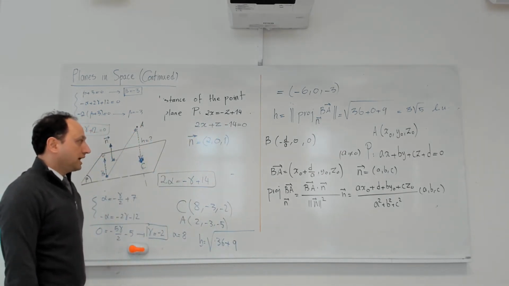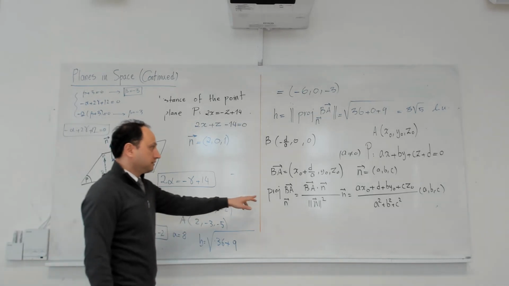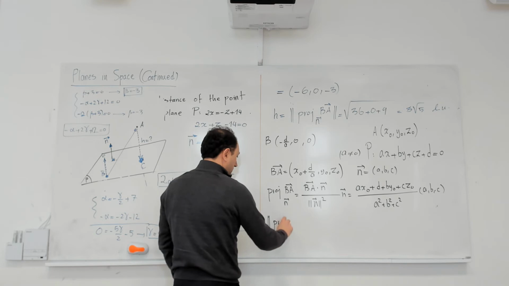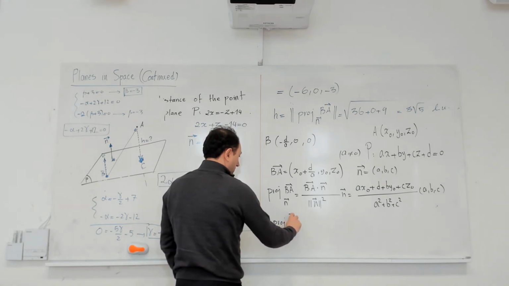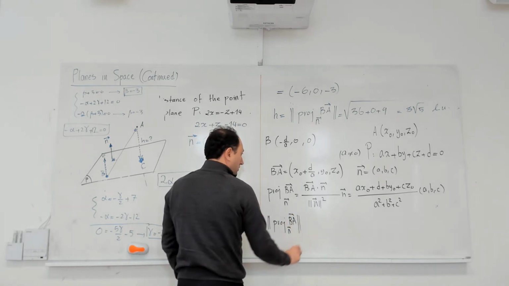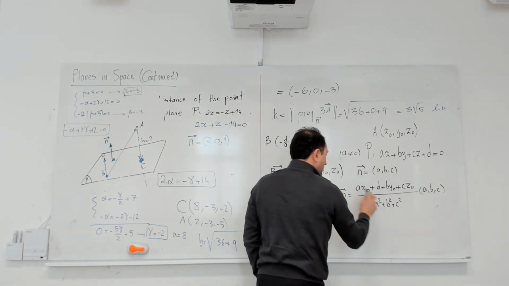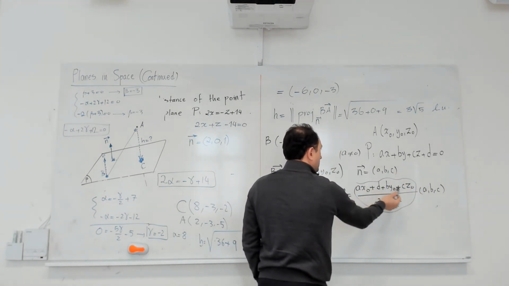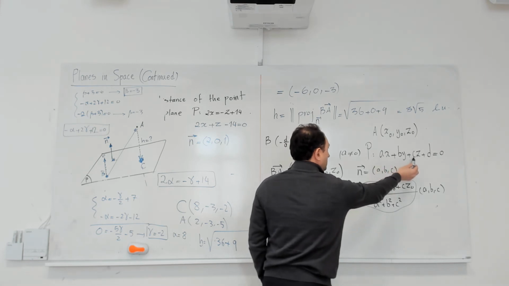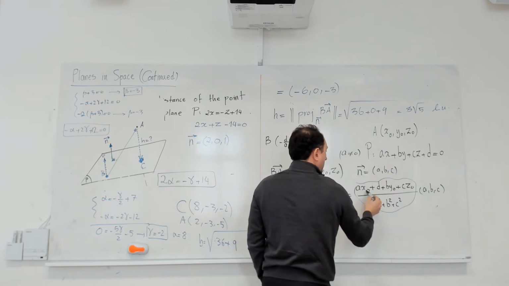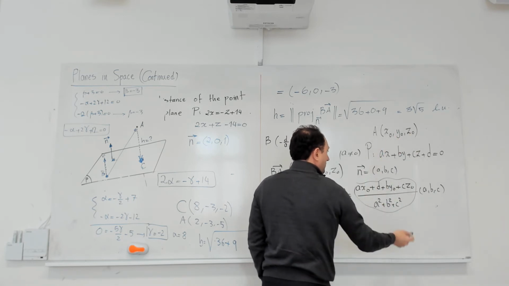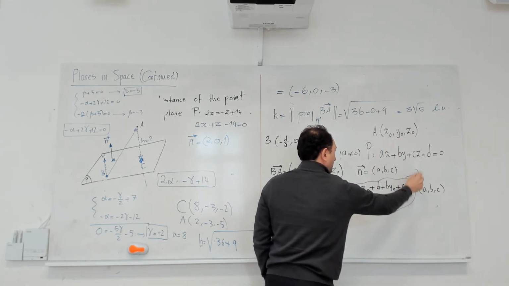But I want to calculate the norm of this vector. So the norm of this vector is equal to the norm of this vector. But this is just a number. Do you agree? Because A, B, and C are numbers that you can read from your plane. x node, y node, and z node are numbers too. So that's just a number, and I can give the role of lambda to this one.